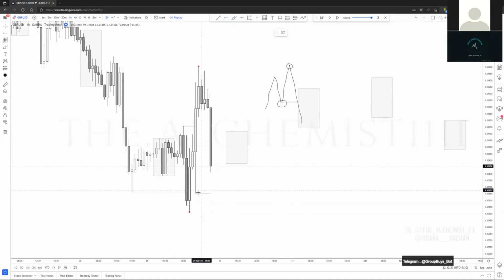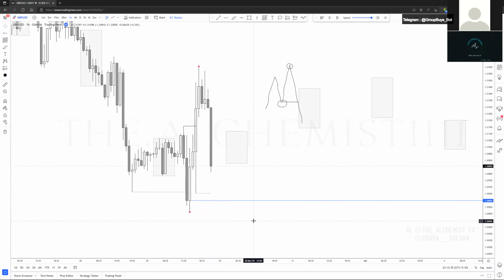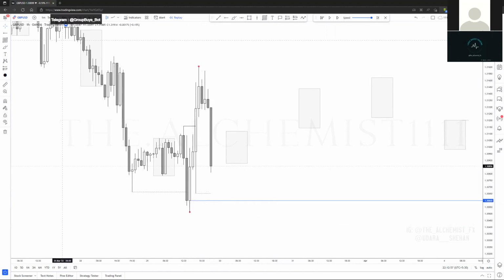Then right below that, you have the rejection block. So you know it will be taken off because why? A drop in a bullish market is a hunt for sell stops. Where are the sell stops? The only place with sell stops is below this, because this is a strong low. We're not expecting that to get taken out. And then right below that, we had the rejection block.